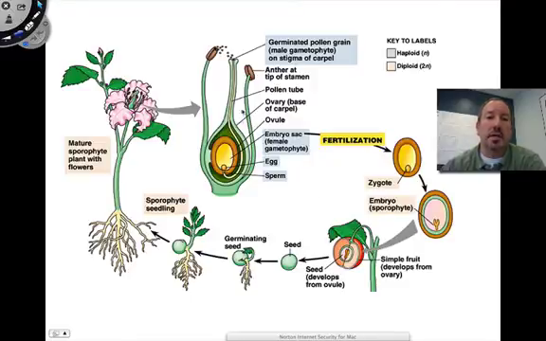So let's start right here inside the flower. These are the male structures known as the stamen. They're held up by the filament, and this is the anther, which produces pollen. Pollen is the haploid male gametophyte right there. So this is the male, and what it does is it lands on the female. This is the female structure here. It's called the pistil or the carpel. The sticky area is called the stigma.